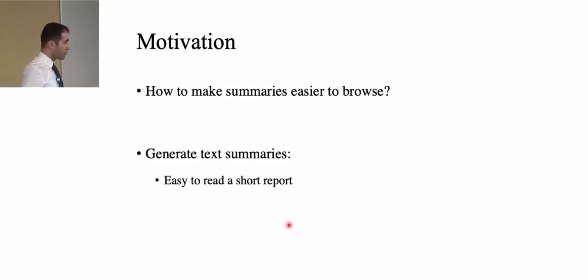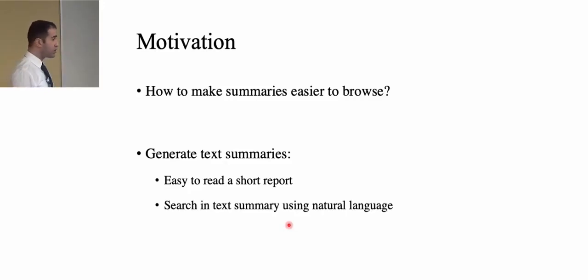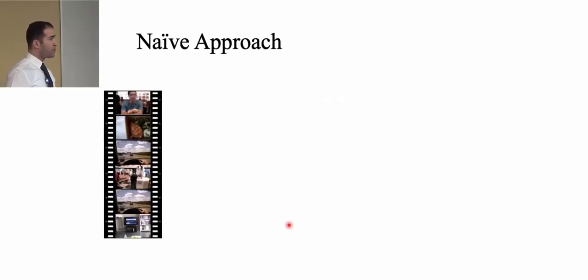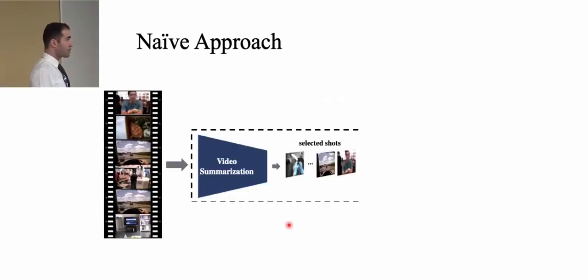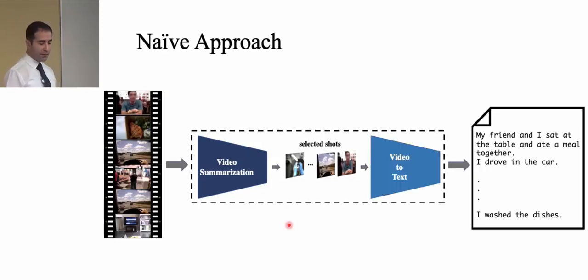It's fairly easy to read a short textual report about a video to understand what happened in it, and we can also use natural language to search within that content to quickly find relevant information. There is a naive approach to do this. So we have the video. We can use any existing off-the-shelf video summarization technique to summarize it and select some shots, and then pass it through a video-to-text network or a video caption generation network to come up with a text summary.